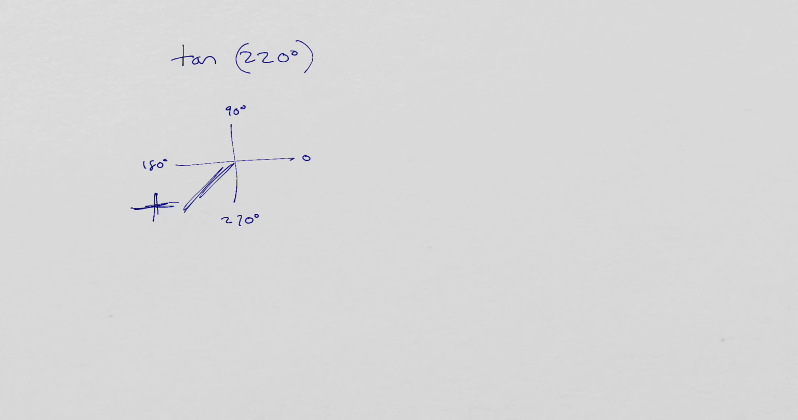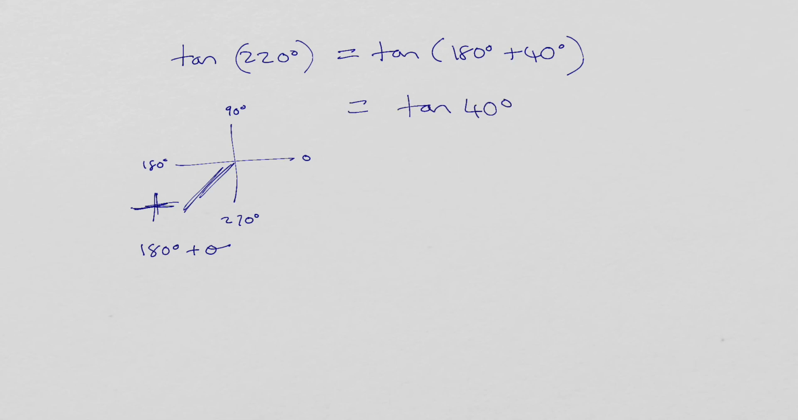Okay? To work out the angle, it's always 180 degrees plus theta in this quadrant, which you're going to know off by heart. In other words, this is the same angle as tan of 180 degrees plus 40. So the acute angle is 40. And it is positive because we are comparing tan in the third quadrant where it's positive to tan in the first quadrant where it's positive. So they're both positive, right?